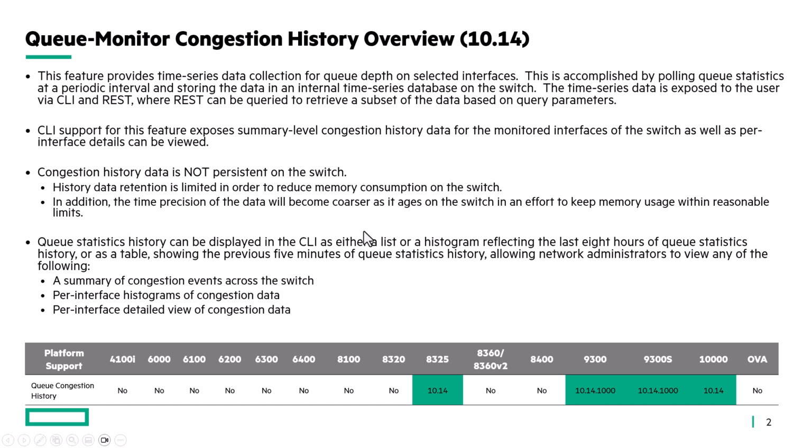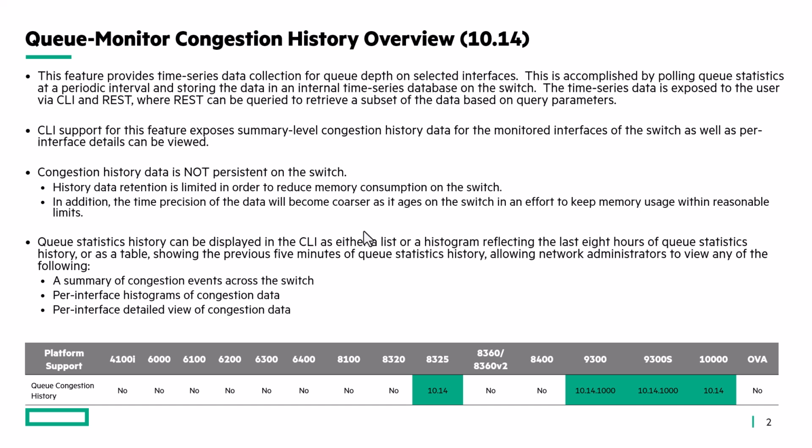Just as a history overview, the queue monitor congestion history command was released in 10.14, and this feature really provides a time series data collection for the queue depth on selected interfaces. This is accomplished by polling the queue statistics at a periodic level and storing that data in a time series database. This time series data is exposed to the user via CLI and REST, where REST can be queried to retrieve a subset of the data based on the query parameters.